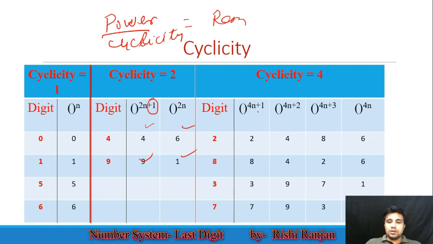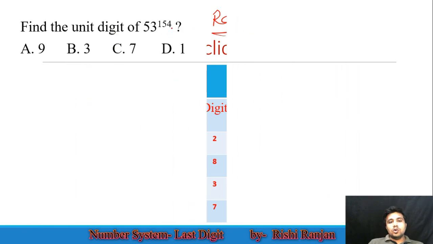Similarly, cyclicity 4: remainder 1, remainder 2, remainder 3, and remainder 0. First, second, third, fourth. If this remainder is 1, for 2, 8, 3, 7, the answer will be the first ones. The remainder is 2, the answer will be the second ones. The remainder is 3, answer will be the third ones. The remainder is 0, answer will be the fourth ones.